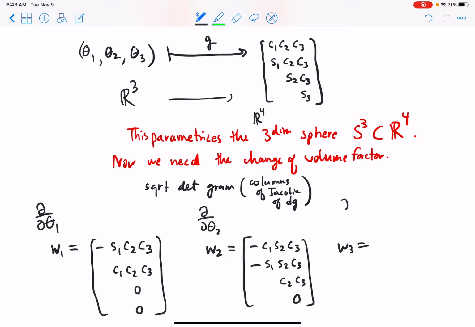Finally, W3 is partial the third input variable. Now I take the theta 3 derivative, and up here, this cosine becomes a minus sine. Cosine becomes a minus sine. Cosine becomes a minus sine. This needs to be a better 3. There we go. And a sine becomes a cosine.